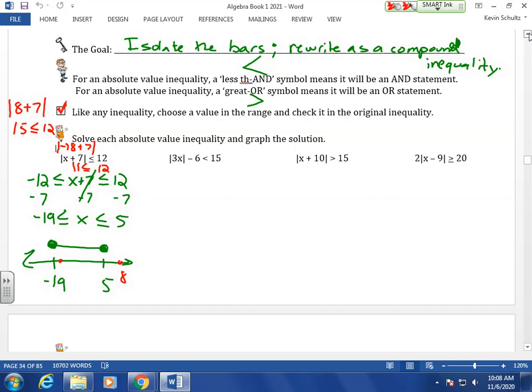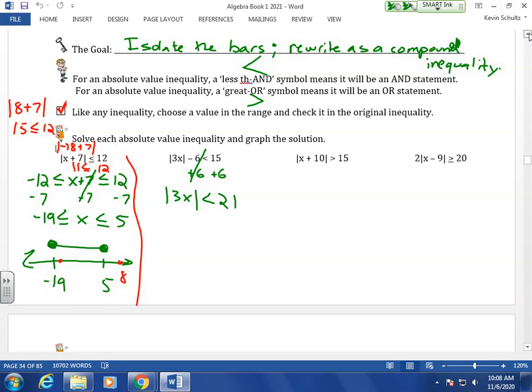All right. Moving on to the next one here. What type of statement will this be? And statement. Are we ready to write it yet, though? No. The bars are not by themselves. So our first step is we are going to add 6 to both sides. We can't combine 3x and negative 6 for a multitude of reasons. First of all, they're not like terms to begin with. And second of all, the 3x is inside the bars, negative 6 is outside the bars, so we can't combine them. So we're going to use opposite operations to move that negative 6 over, and we ultimately get absolute value of 3x is less than 21.